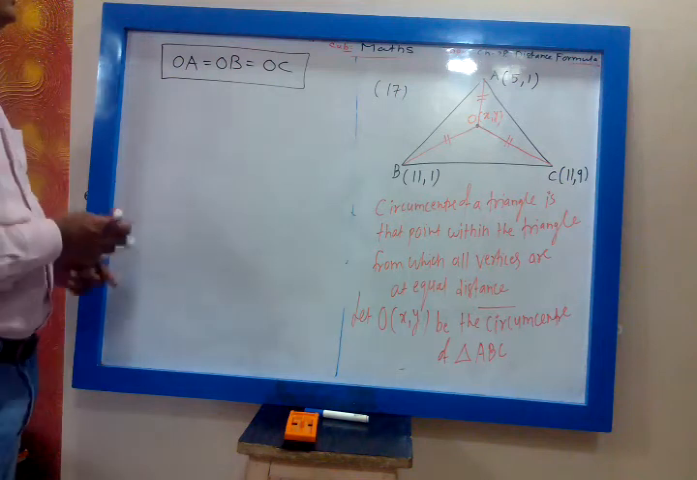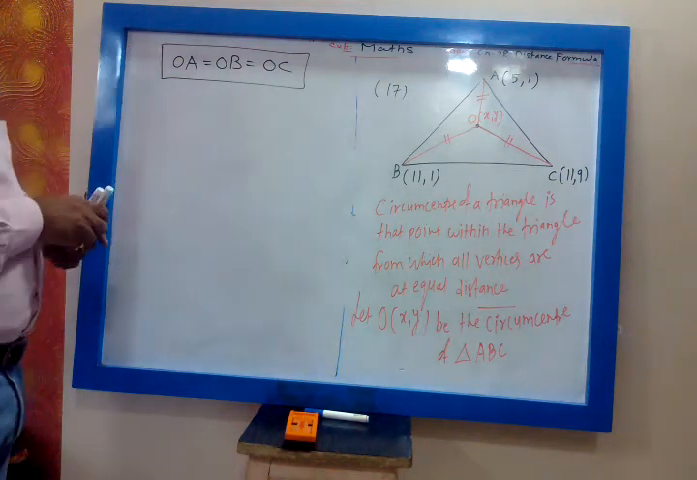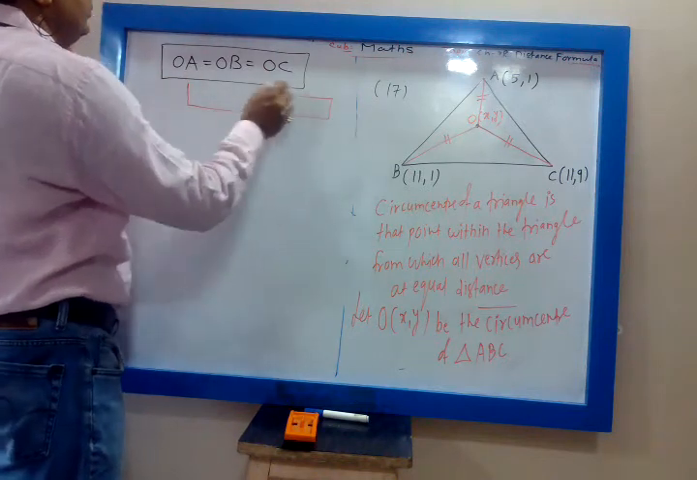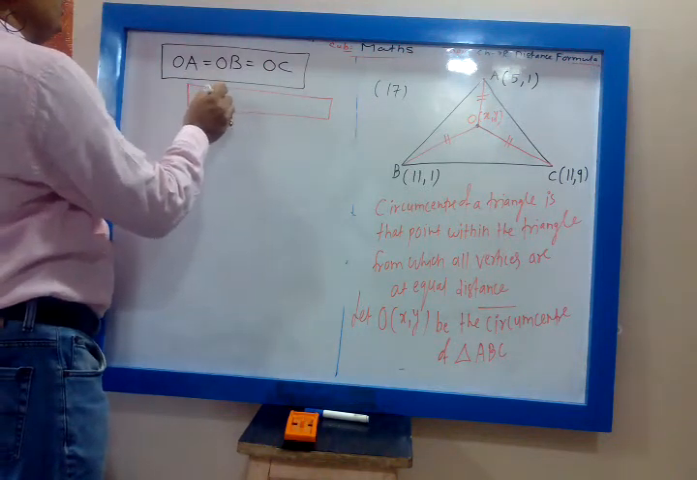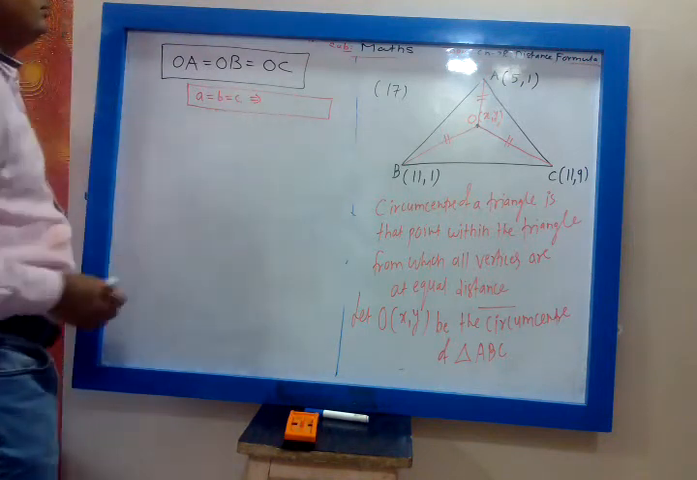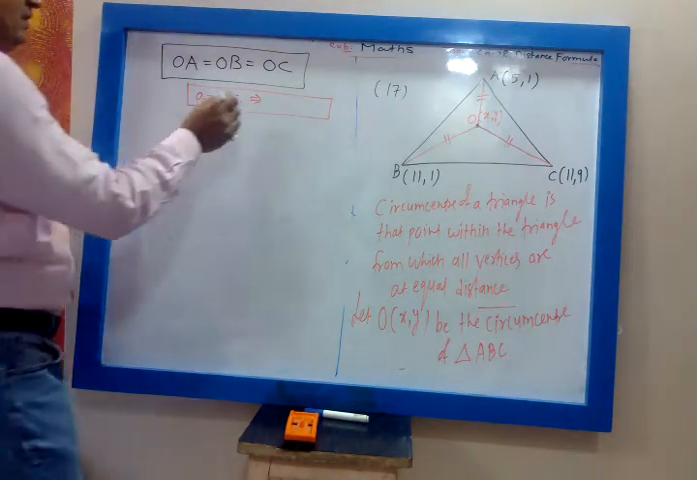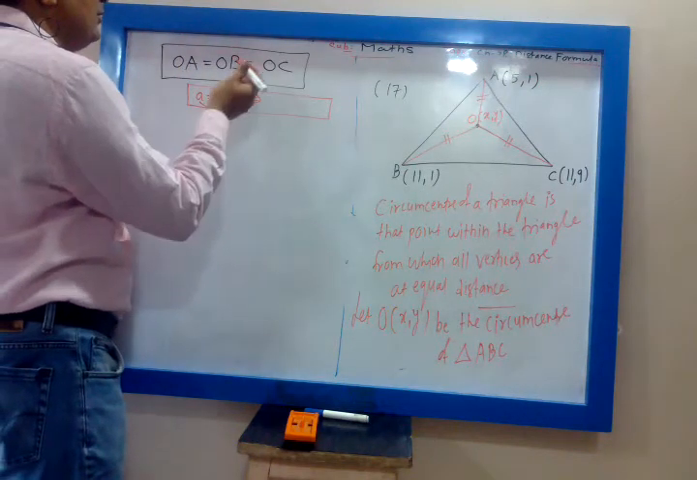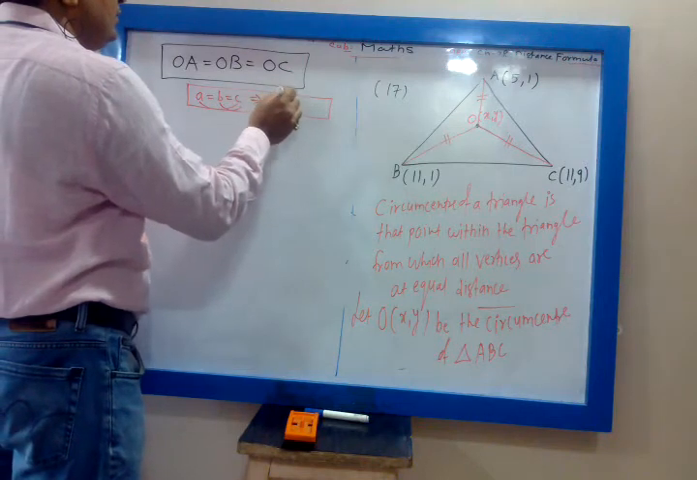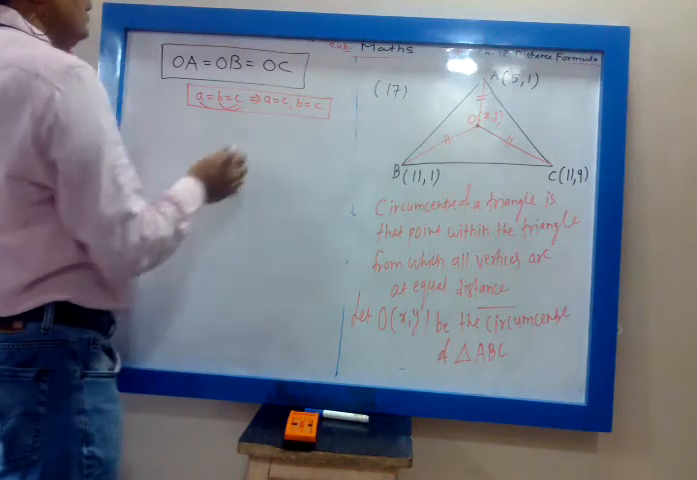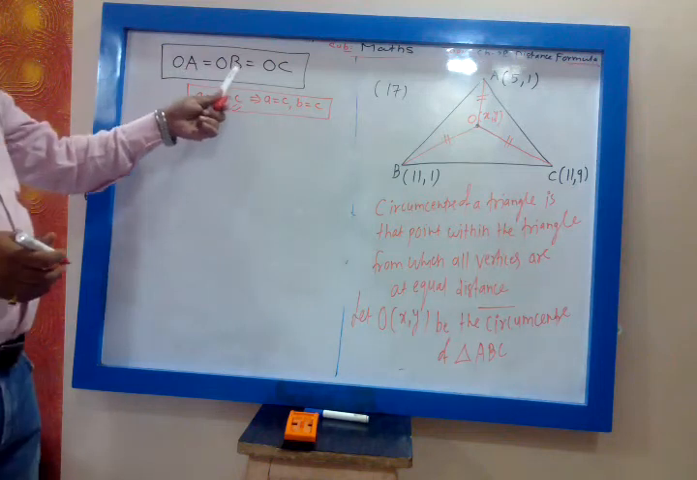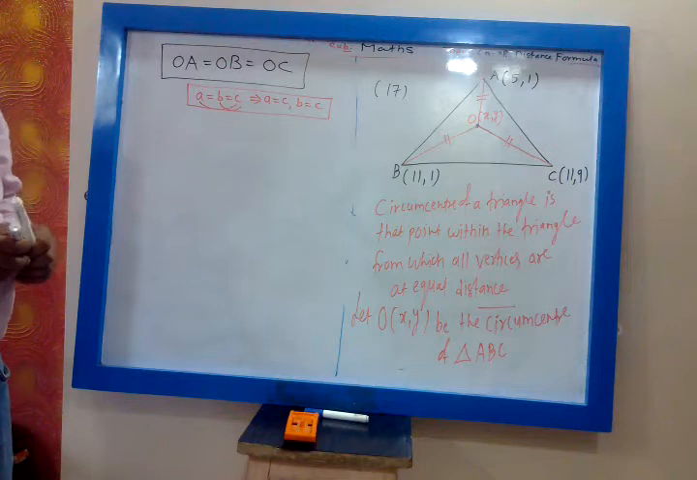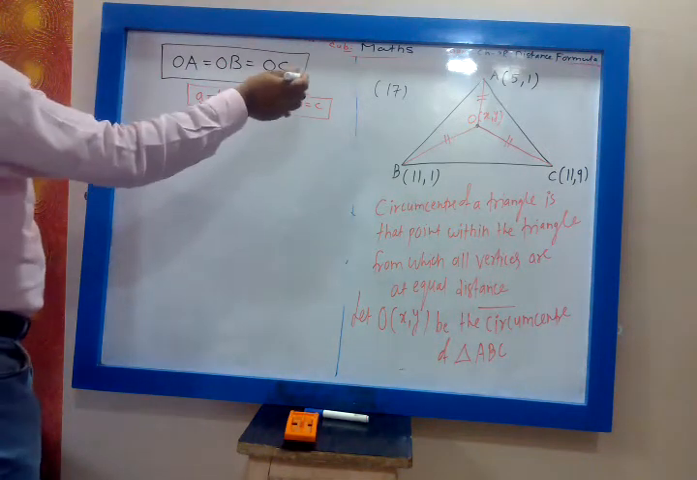Now solve this. I have told you, whenever you get an equation of the form A is equal to B is equal to C, how will you solve it? No. A is equal to C and B is equal to C, then only you will get the answer. So first you solve OA is equal to OC.